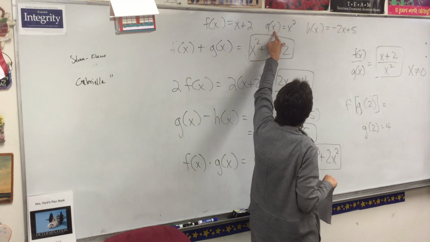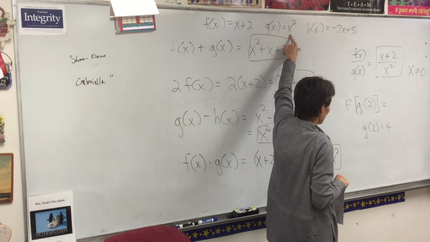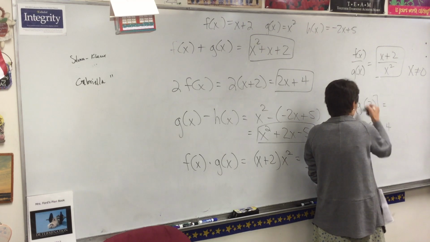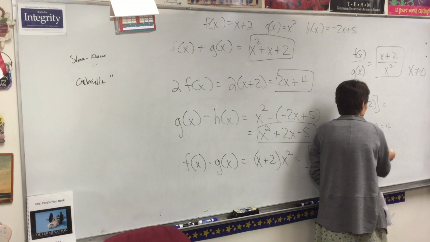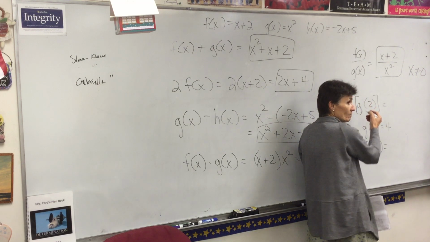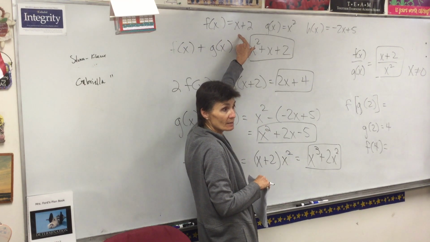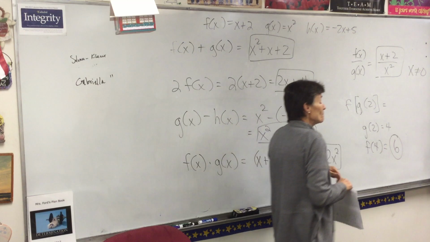You put 2 in for the X. It's how we do functions, you know that. So now, this bracket right here, G of 2, is now 4. So now the problem says find F of 4. Well, F of 4 would be 6. So the answer to the problem is 6.